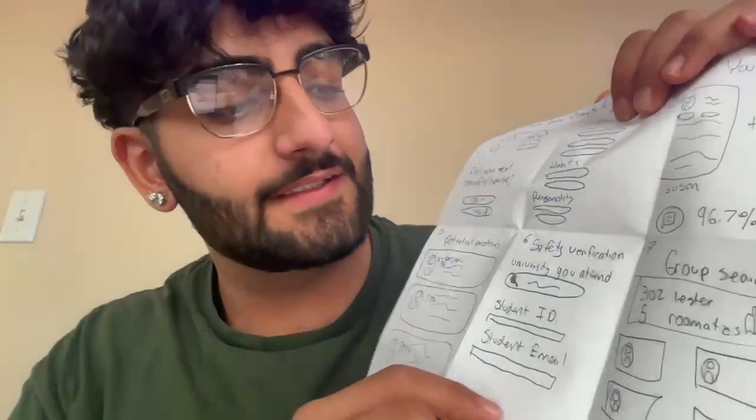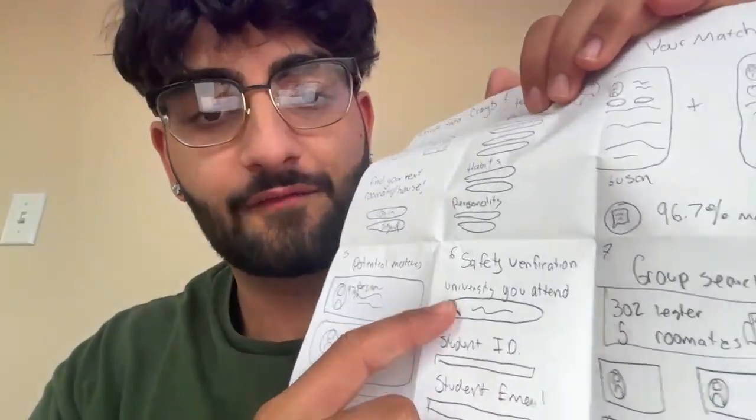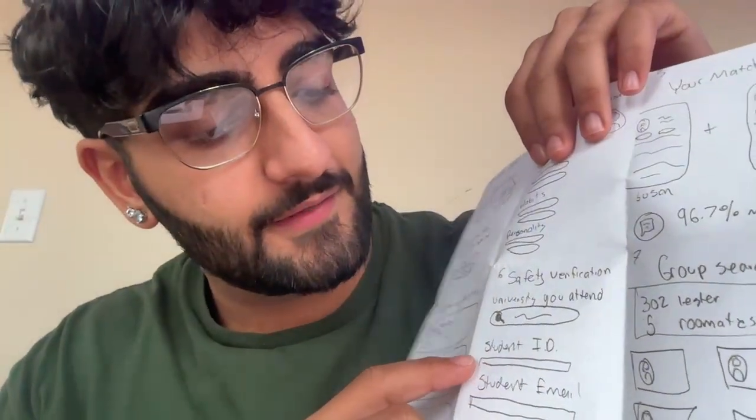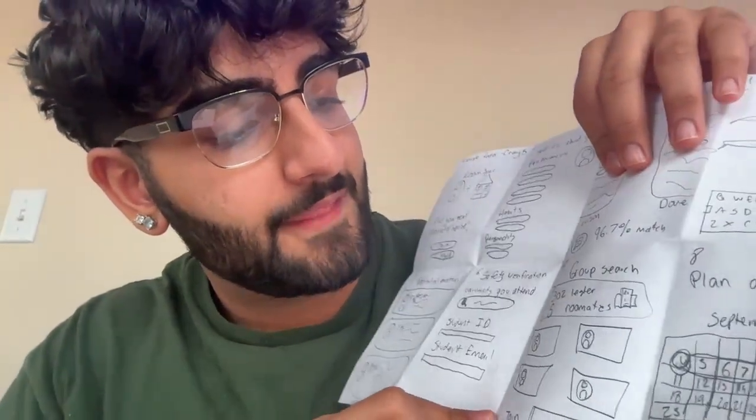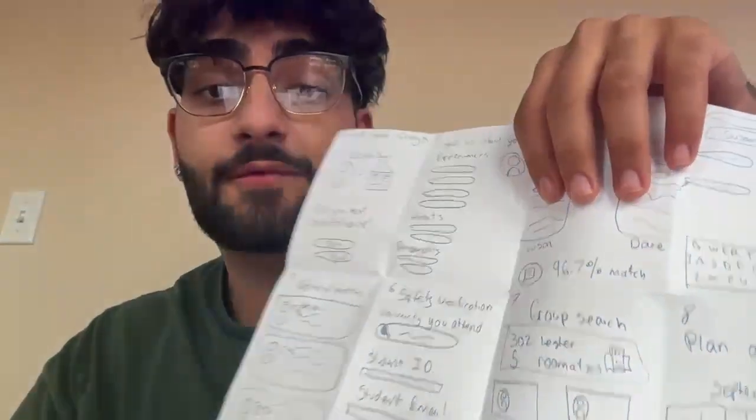what you prefer, whether you're compatible as a roommate, and there are potential matches. Obviously, safety is a big priority because you want to make sure these people are actually students. So you would have to confirm with your actual university, student ID, student emails, and then you can also do group searches. Say that everyone lives in a dorm and they all want to move out to a different place. You can do a group search and plan moving there.